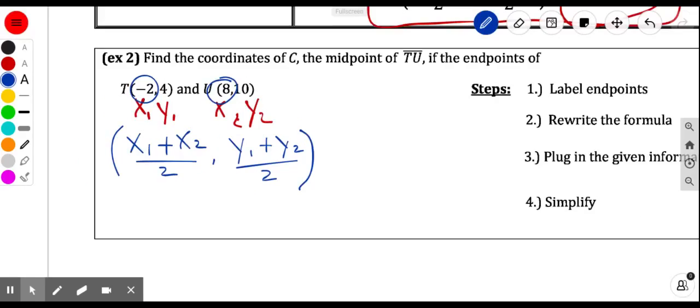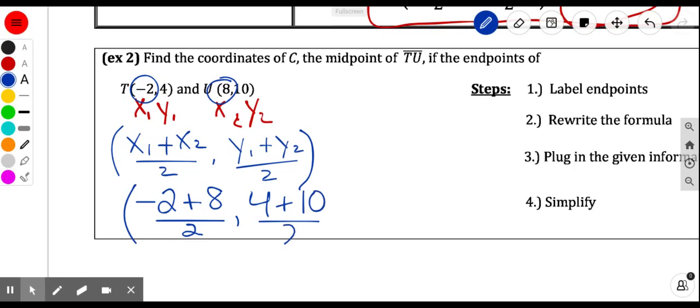Okay, and then we just plug. So x1 was -2 plus x2 is 8, and that's over 2. And then y1 was 4 plus y2 is 10 over 2. So that's what it looks like when you plug in. And then you just simplify. So you want to simplify each numerator. So -2 plus 8 is 6. 4 plus 10 is 14.